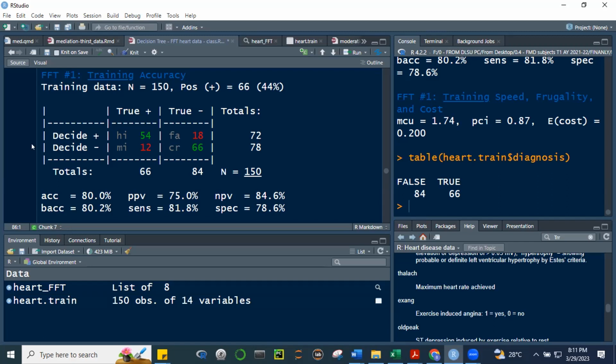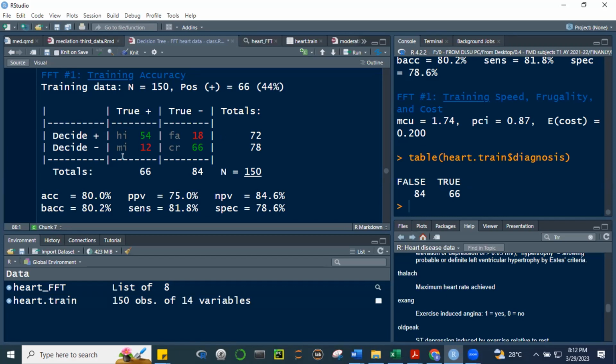Now, ano to? This is now your prediction. Predict dito na may heart disease siya. Alright? So, ilan yung ang predict niya na may heart disease, 54 lang. So, predict niya na walang heart disease, 12. Okay, so out of 66 na may heart disease, 54 was correctly predicted and 12 was not. Okay? Yun ang ibig sabihin nito, no? Yung decide dito is the prediction.